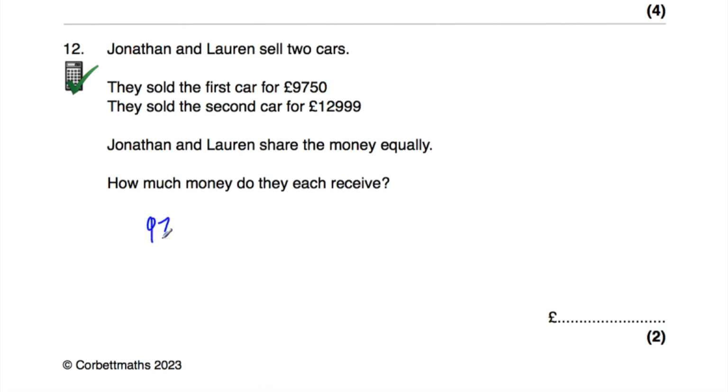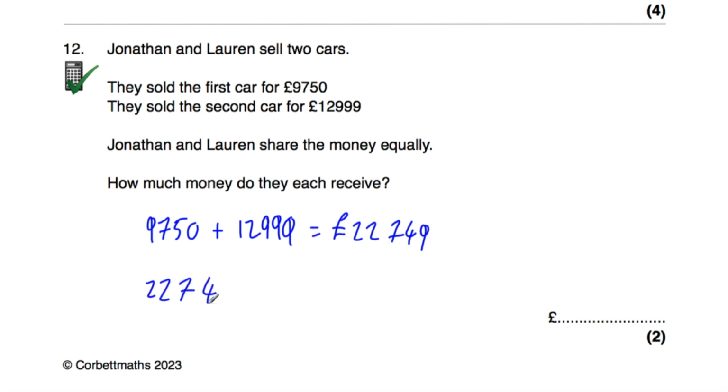So let's do 9,750 plus 12,999 to see how much money they get in total. And that's equal to £22,749. Now they're going to share that money equally, so let's divide £22,749 by 2, and that's equal to, this is a calculator question, £11,374.50p, and that would be the midpoint of these two amounts of money.